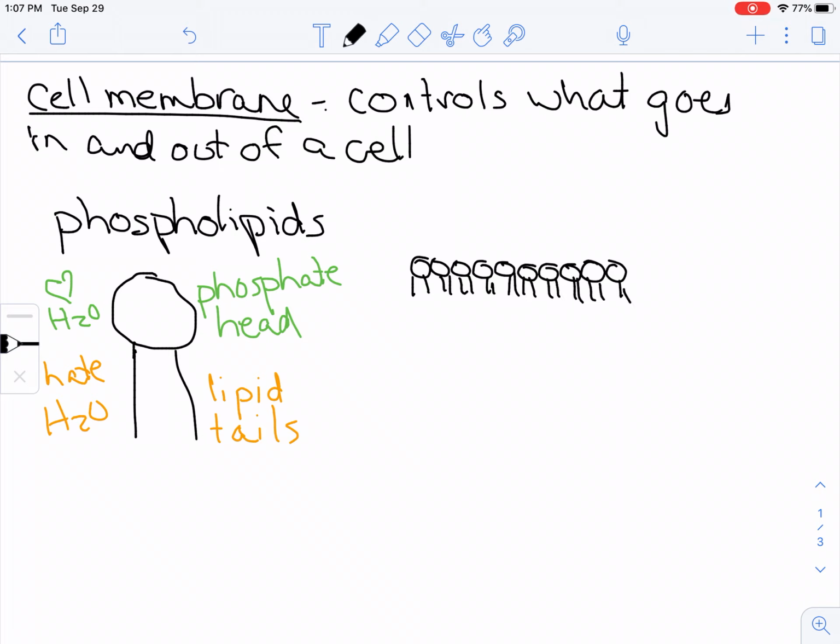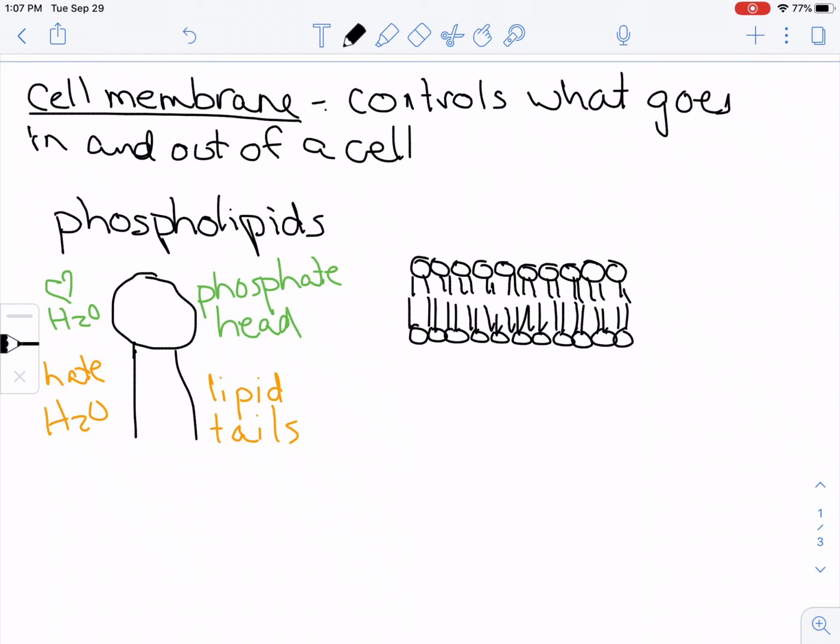Okay, but we just said the little heads love water, and if this is in a cell, it's floating around in a whole bunch of water. But these little legs, they don't like water. They're afraid of it. Okay, so what happens is there is a second layer, but it's flipped upside down. Okay, and it should be two little legs on each one.